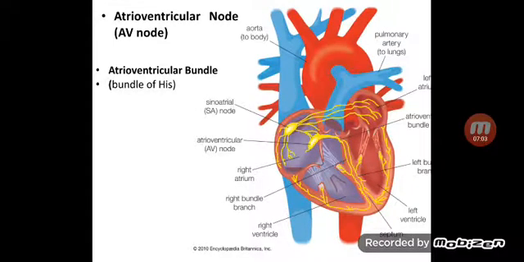The atrioventricular bundle, or another name is bundle of His. This is the only route along which the cardiac impulses can travel from the atria to the ventricles.